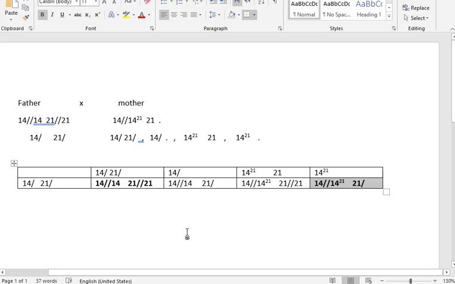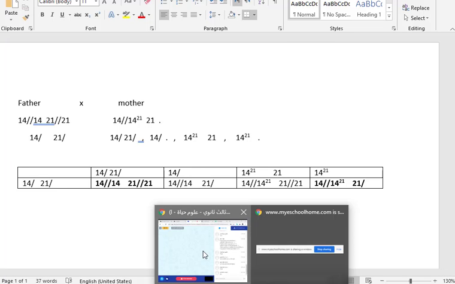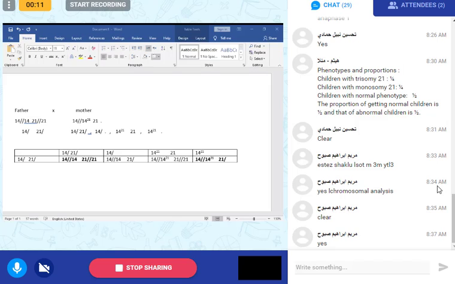And this is also normal, while the ones that are not bolded are monosomy 21 and trisomy 21. You get it?